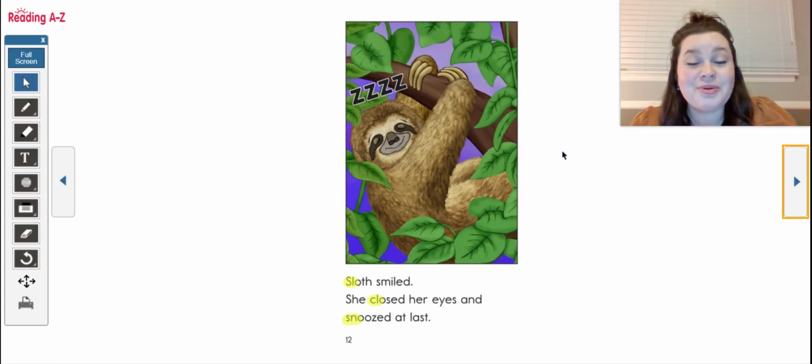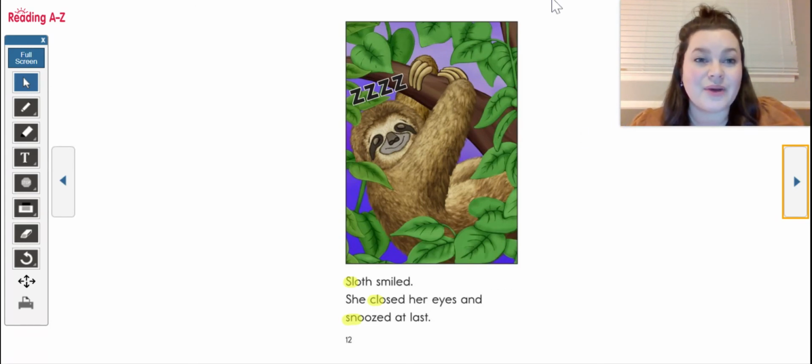Yeah, she solved her problem when Bat said, Silly, you forgot. Sloths can sleep anywhere. So it looks like she found a comfy spot on a tree branch and fell asleep. So that is our book today, Sloth Wants to Snooze.